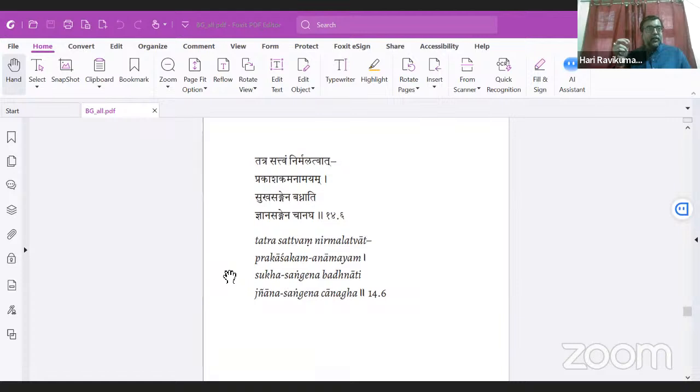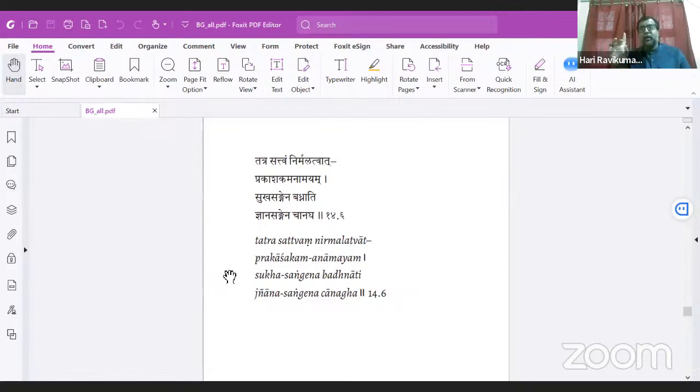Tatra nirmalatvat prakashakam anamayam sattvam sukha sangena jnana sangena cha badhnati. So nirmalatvat, it is very pure, nirmala, without any mala, without any impurities. Prakashakam, it is luminous, and it is anamayam, it is free from distress. It binds one. It still binds, but by what? By attachment to sukha, pleasure, comfort, serenity, and jnana, knowledge. It binds by attachment to knowledge and serenity.